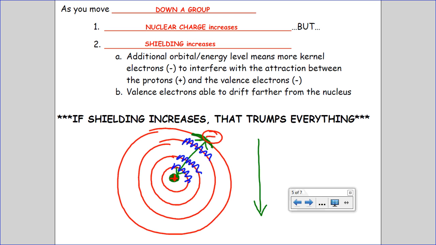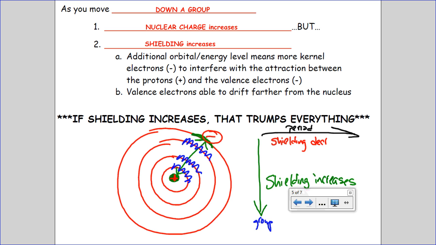So as you go down a group, shielding increases. But as you go across a period, shielding decreases. That is the takeaway here. This electron shielding causes periodicity of the properties of the elements.